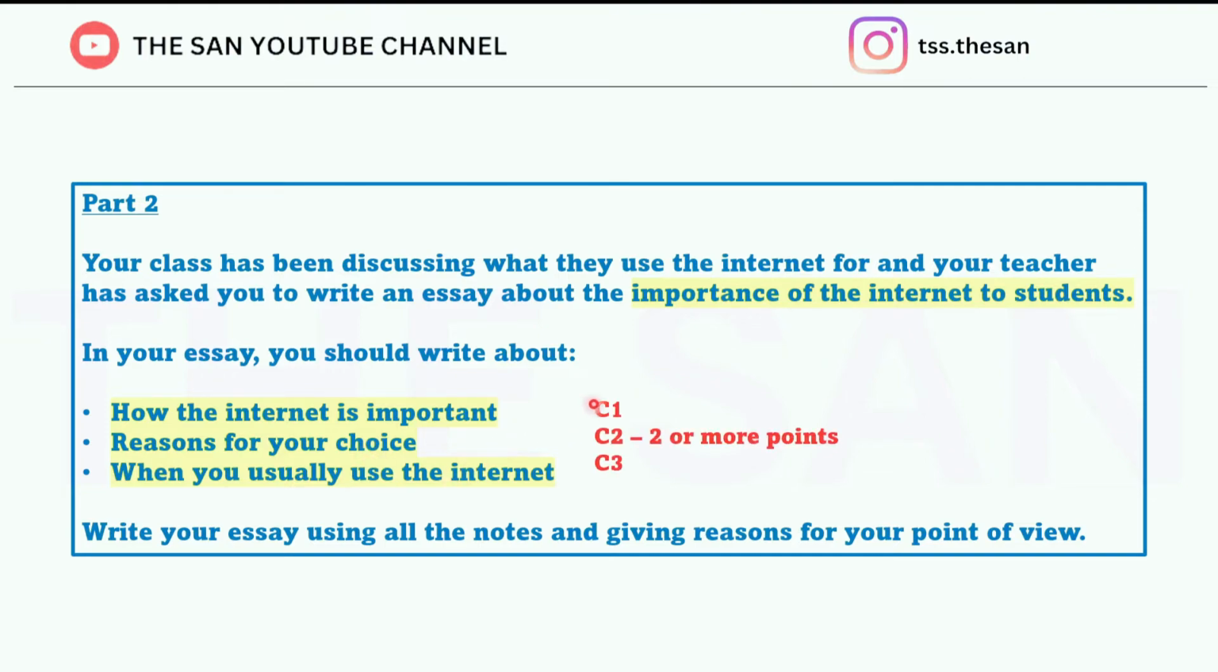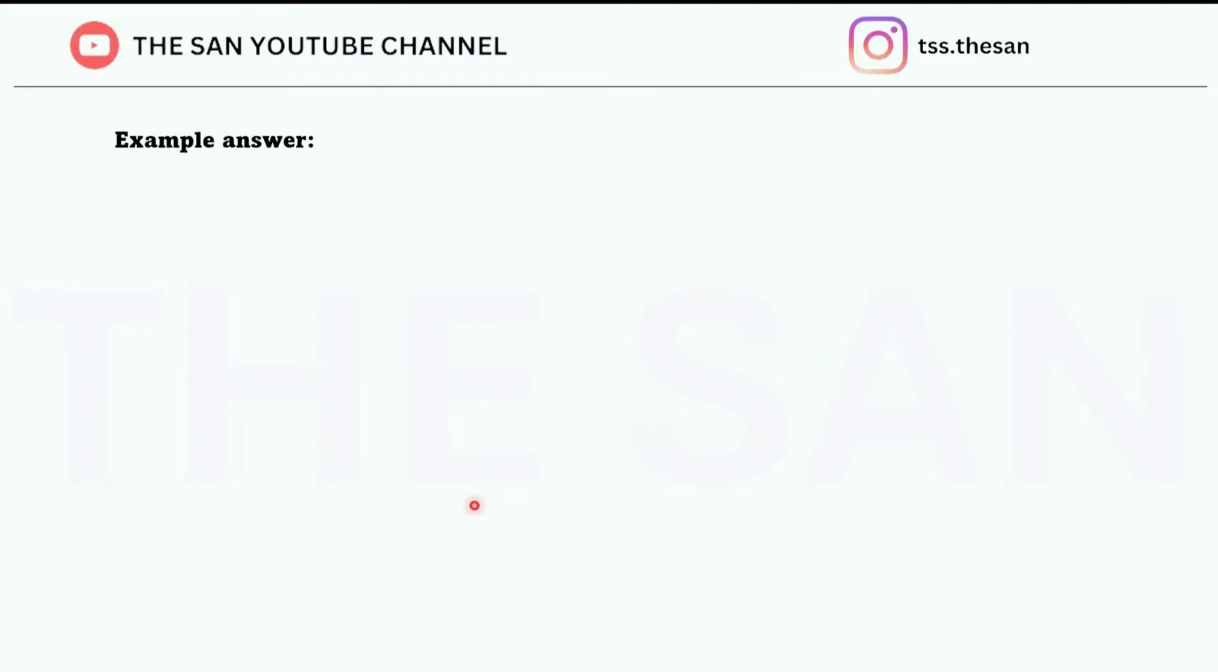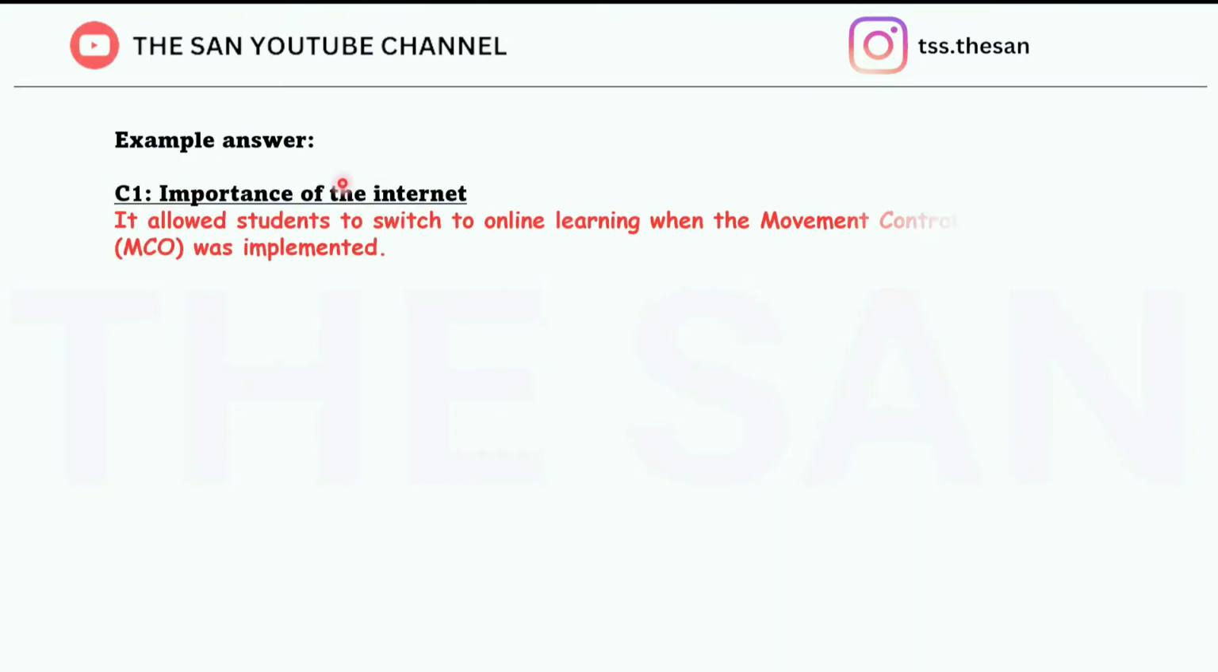Okay, so this will be your C1, C2, C3. C stands for content, and you see for C2, reasons, in plural form. That means you have to give 2 or more points for C2. So here is an example answer from me. For the first main point, about the importance of the internet, I write that the internet allows students to switch to online learning when MCO was implemented. This is the first main point.